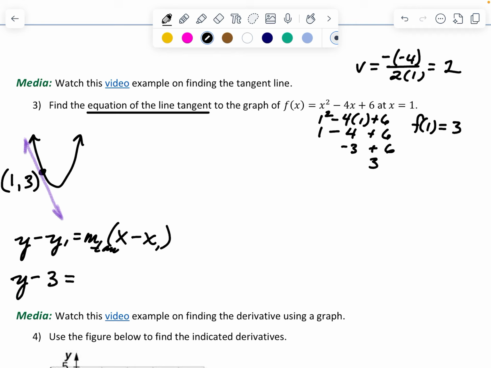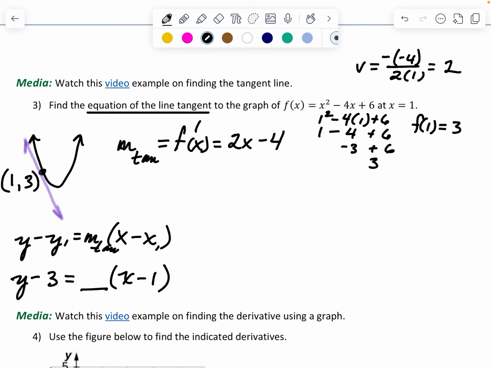I've got y minus 3 is equal to, I need the slope of the tangent line, but I know that everything else is ready to go, and I just need to fill in that blank here. So that is the slope of the tangent line. So the slope of the tangent line is then equal to f prime of x. Actually, it's not. The slope of the tangent line is always going to be f prime of x, but at this point, (1, 3), it's going to be something a little different. I'll show you then. So we get 2x minus 4, right?